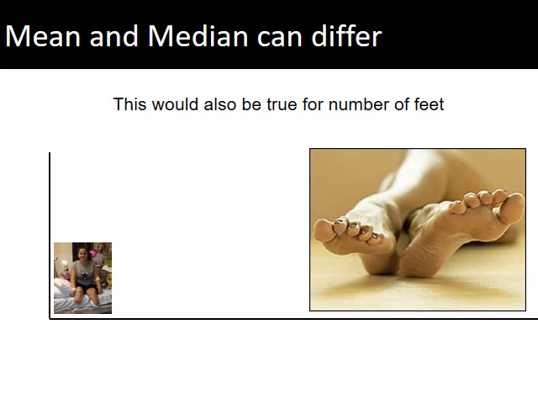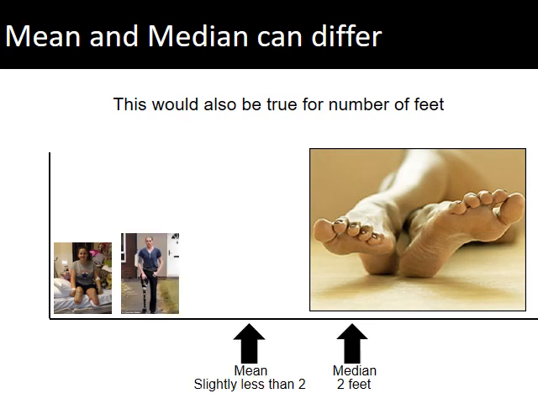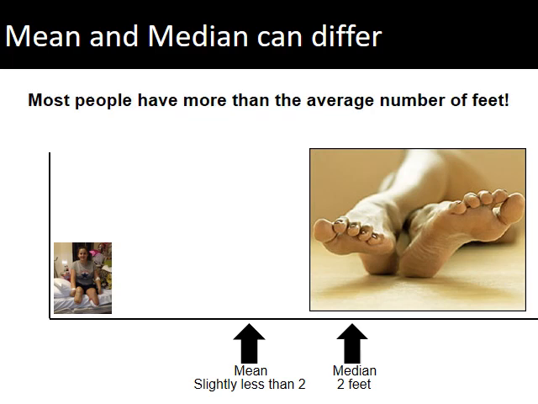So if we were to use a median in this case, it would yield a central tendency value of 2 feet. If we were to use a mean, it would be slightly less than 2 feet. So again, in this case, the median is probably the better choice. If we use the mean, we would say that most people have more than the average number of feet, which would be a highly inaccurate claim to make.